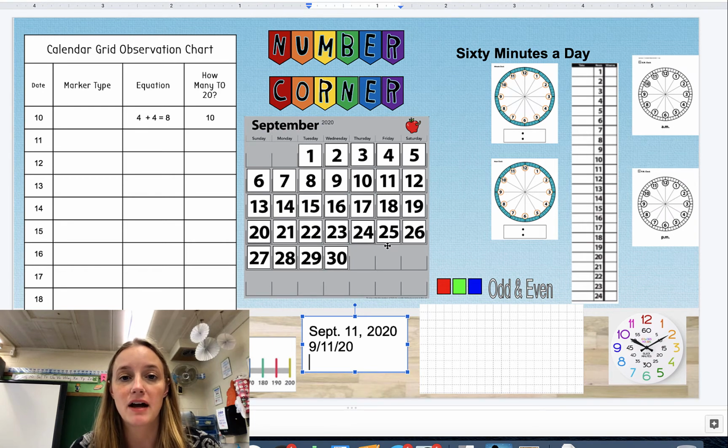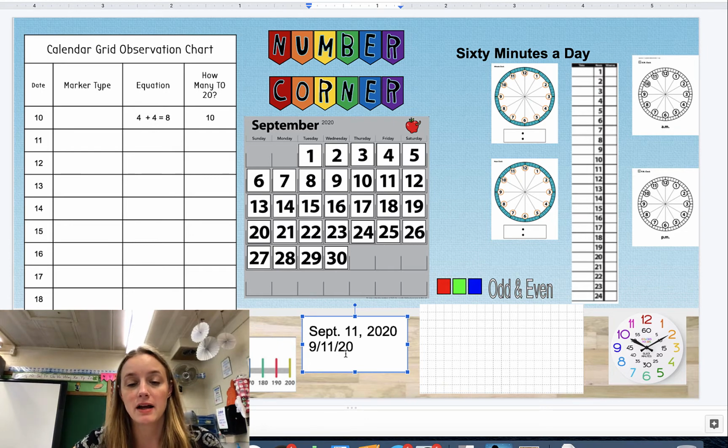Today is September 11th, 2020. If we wanted to write this out shorthanded, we'd write 9, 11, 20. Now we're going to mainly focus on one thing today, but we have to update all of the other things. So let's quickly update everything.